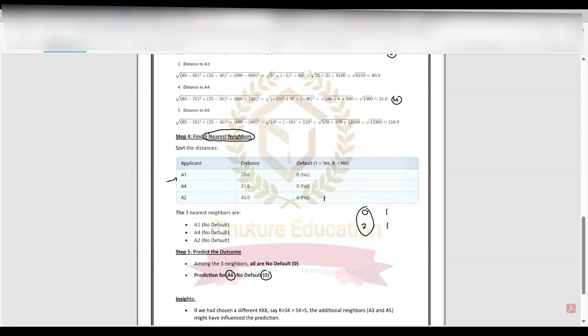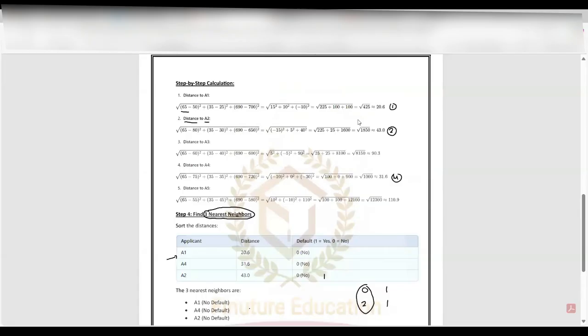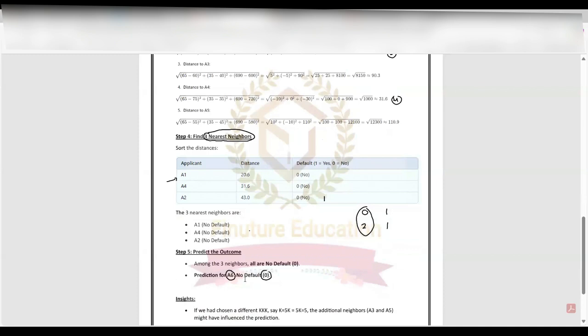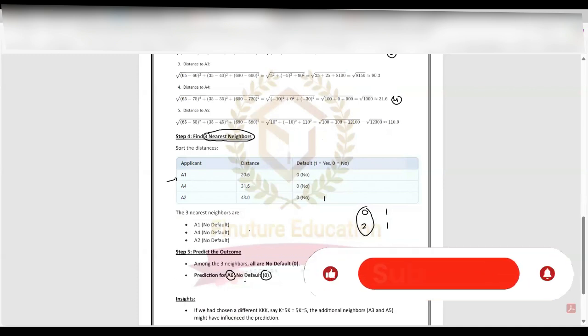All good, Vipin, D'Costa and Pooja? Okay, cool. So just a quick one too. If k was, say, 2, how would we have done it? For k equals 2, you will just take the first two lowest values. So only 20.6 and 31.6, and both were still zero. Still, we would have concluded that for the new application it would be zero. Your new application will not default.